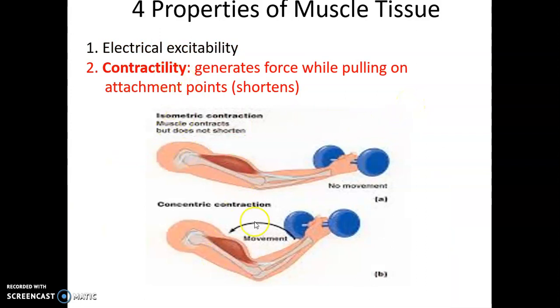Contractility. Muscles generate forces while pulling on attachment points, aka muscles get shorter, and when they do that, they generate a force. That is what causes the movement. So in this case, the biceps brachii contracting leads to flexing of the arm at the elbow.